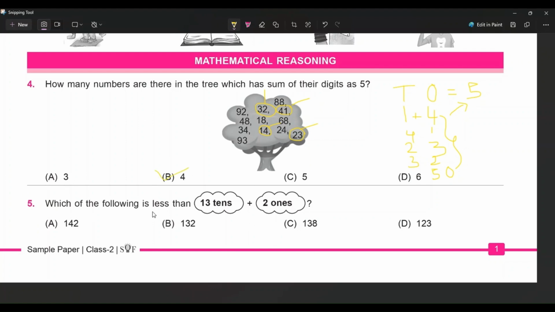Now fifth question: which of the following is less than 13 tens plus 2 ones? So how could we write 13 tens? 13, add 1 zero. 2 ones is nothing but 2 itself. So 0 plus 2 is 2, 3 plus 0 is 3, 1 plus 0 is 1. So 132 is our answer. Option A, 142, is wrong. Option B, 132, is the right answer, children.